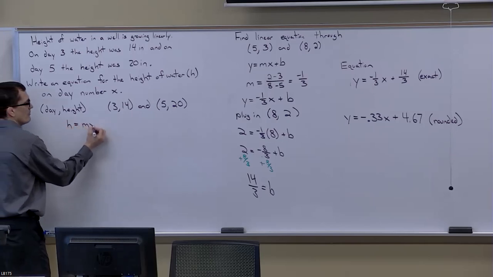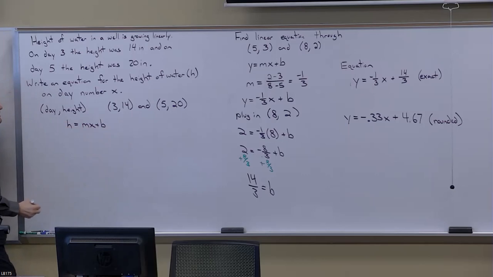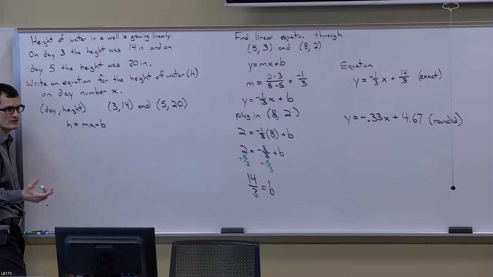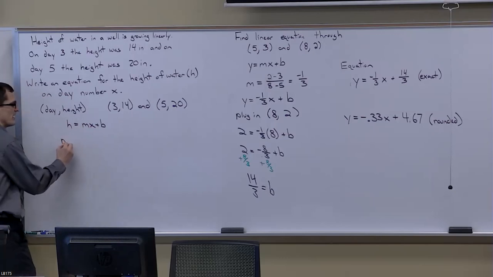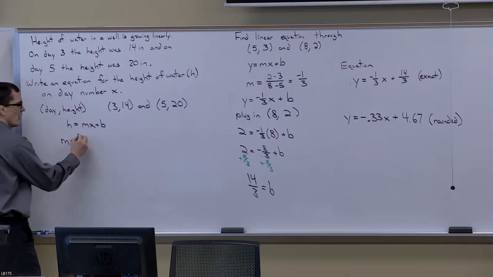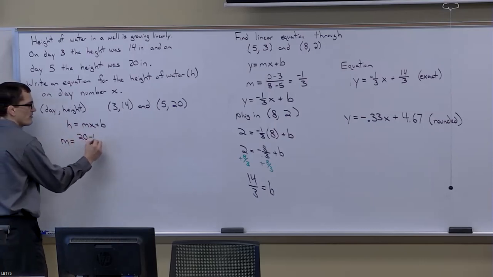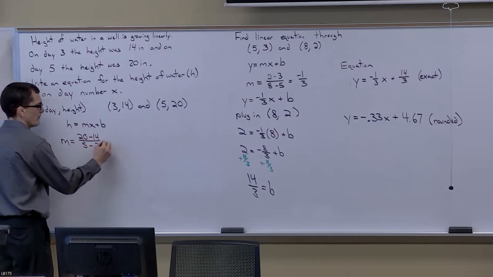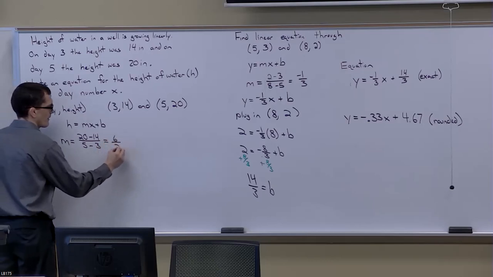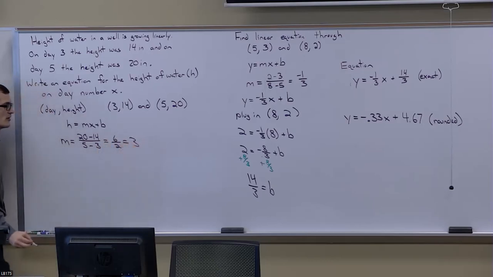H equals mx plus b. Guess you could have used height of water as being y too. Again, the word problem is going to tell you which variables to use, whether it's x and y or h and x or h and d or whatever the values are. But it's the same principle. Here we have 2 points. So let's find the slope of the line between those 2 points. Looks like the slope is 3.